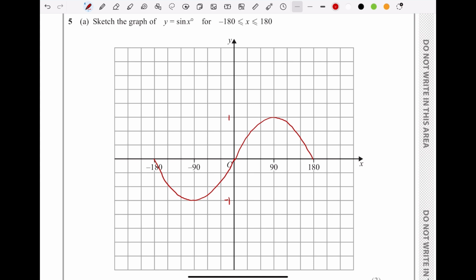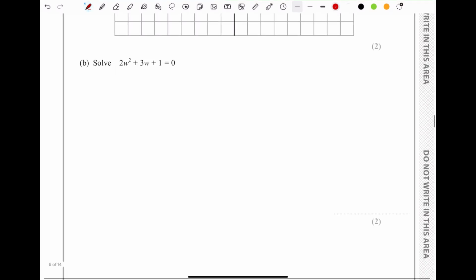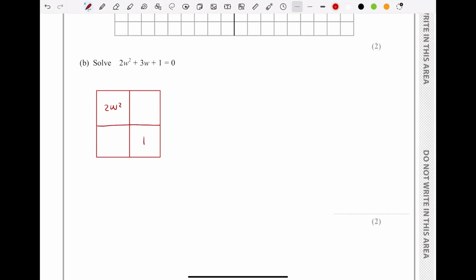Now what we need to do in part B is to solve 2w squared plus 3w plus 1. Now what we want to do is first, by using Farmer's field, we need to find factors of 2 that multiply to give us 2 but add to give us 3. So 1 and 2 is one of them. So we can see that we can factorize this quadratic equation into (2w plus 1)(w plus 1). By using the zero trick, we have w is a half, w is negative 1.